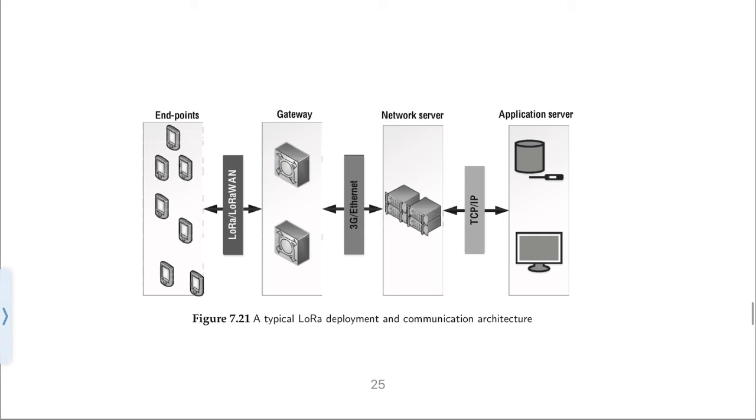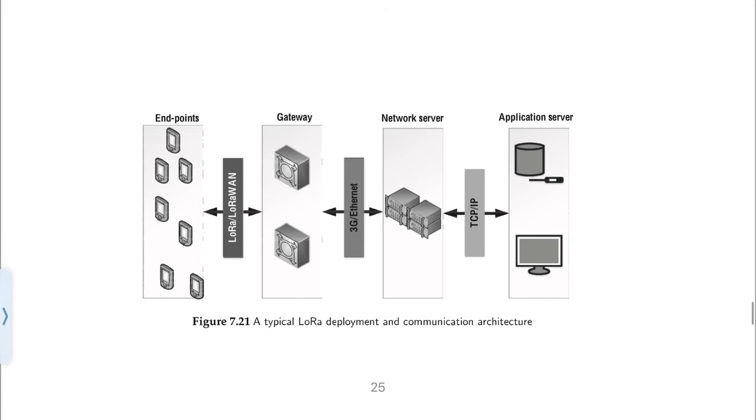Next, let's look into this figure. A typical long range deployment and communication architecture is here. First one we have is the endpoints here. Endpoints can be sensors, actuators which collect the data and pass it further. Then we have the protocol or the technology here, that is long range or long range wireless area network. Then we have gateway here. Gateway acts as intermediate. It will forward the messages between end nodes and the network server here. So gateways are connected to the network server via IP based, wired or wireless connections. Here it is 3G or Ethernet.